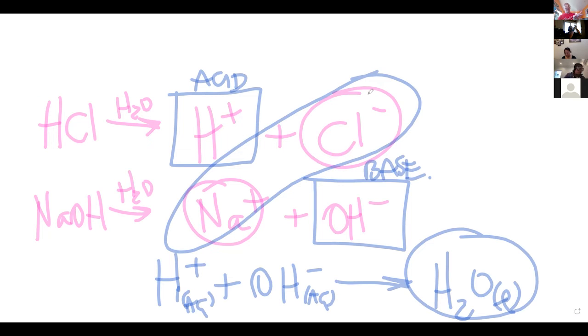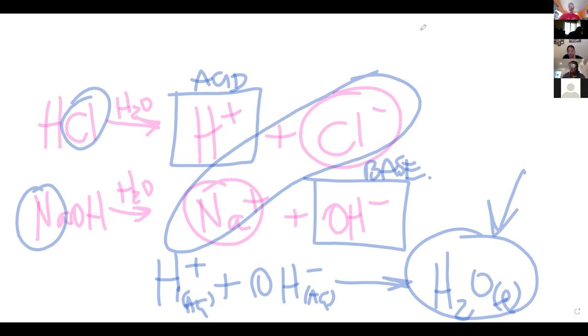So that's what happens when you take a strong acid like HCl and a strong base like NaOH and mix them together. They neutralize each other to form water and a salt in that water. The salt depends on what other ions are with the H plus and the OH minus. So yeah, good job. And that's our chemical reaction: H plus plus OH minus makes water.